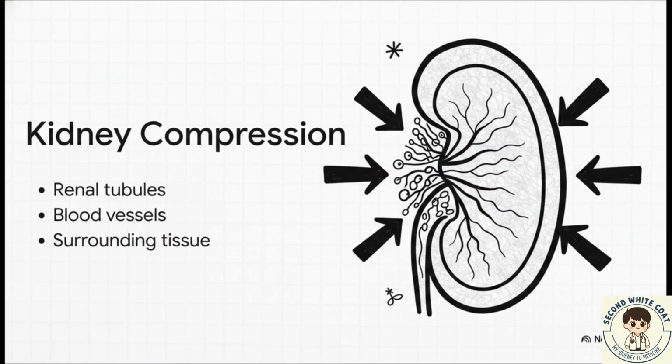As that collecting system expands like a balloon, the normal renal parenchyma, which includes your vital tubules and crucial blood vessels, starts getting severely squeezed against the outer capsule of the kidney. It's essentially a localized compartment syndrome.